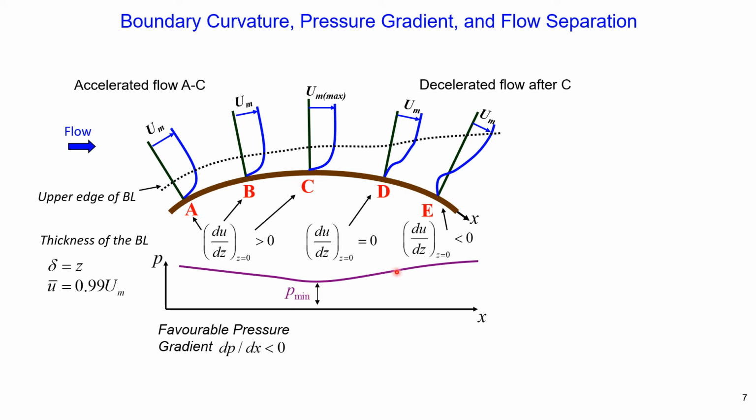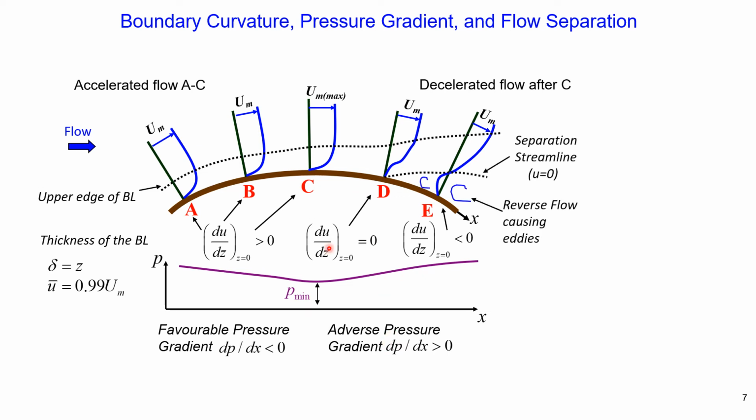And because pressure is increasing here, we will have a positive pressure gradient. dp/dx is positive. This is called adverse pressure gradient. Point D, where the velocity gradient is equal to 0, is called the separation point, and the streamline where I show velocity is equal to 0, with this dashed line, is called the separation streamline.